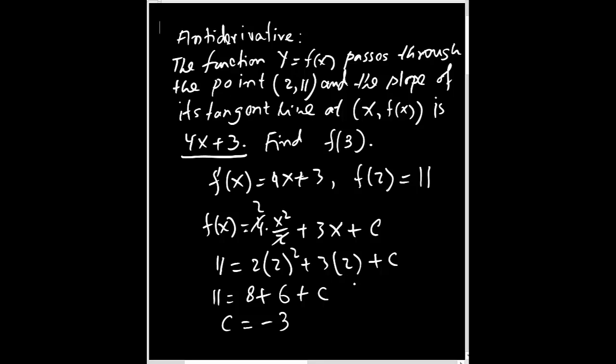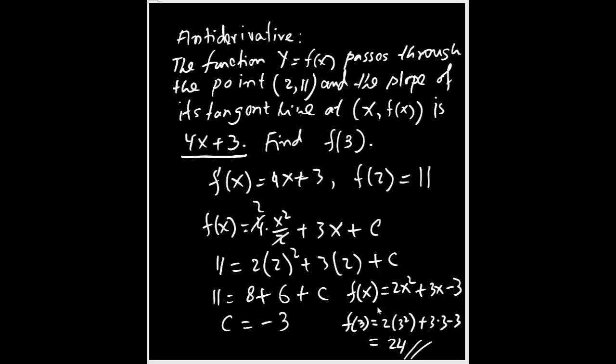So then the function we are looking for is this: f of x equals 2x squared plus 3x minus 3. So this is the function. Now you can verify. If I replace x by 2, then I get 2 squared times 2 is 8. 8 plus 6 is 14. 14 minus 3 is 11. So that point satisfies.